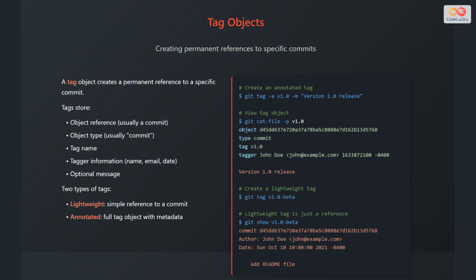To create an annotated tag, use the command git tag -a v1.0 -m "version 1.0 release". This creates a tag named v1.0. To view the tag object, use the command git cat-file -p followed by v1.0. To create a lightweight tag, use the command git tag v1.0-beta. A lightweight tag is just a reference, so using git show on a lightweight tag will simply show the commit it points to.